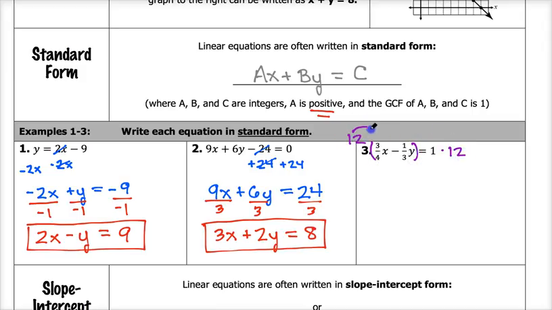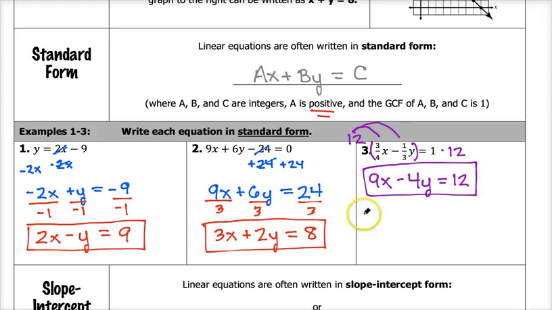So on the left, distribute my 12. 12 times 3/4 would become 9, so this is 9x. 12 times a negative 1/3 would be a minus 4y equals 1 times 12 is 12. Okay, so that's standard form.